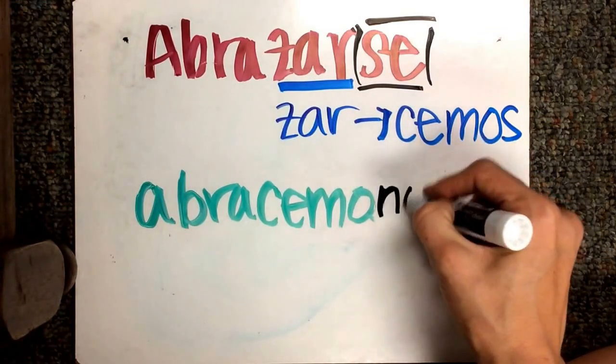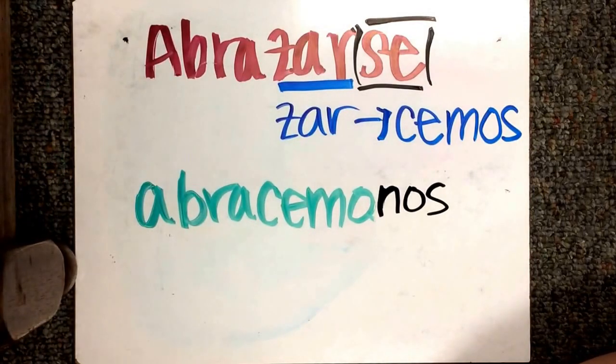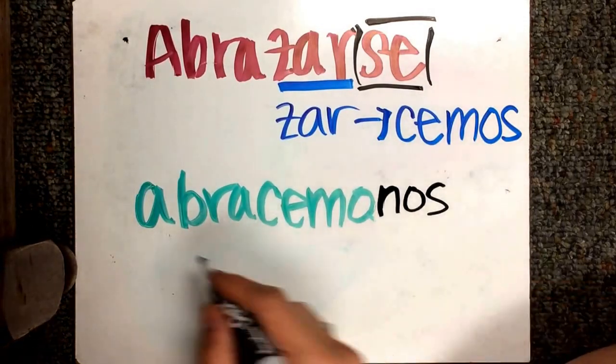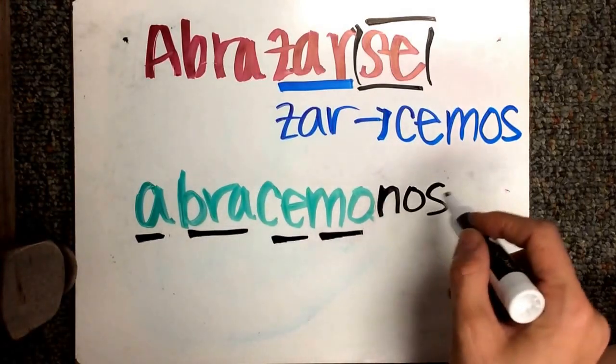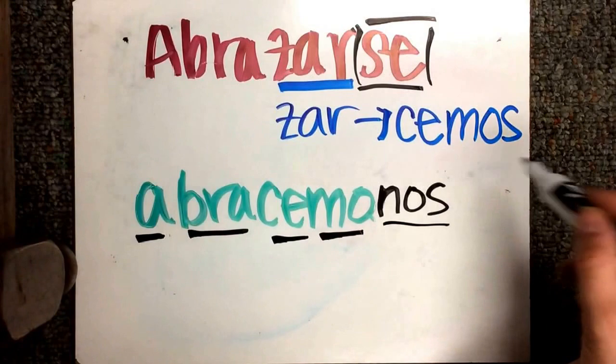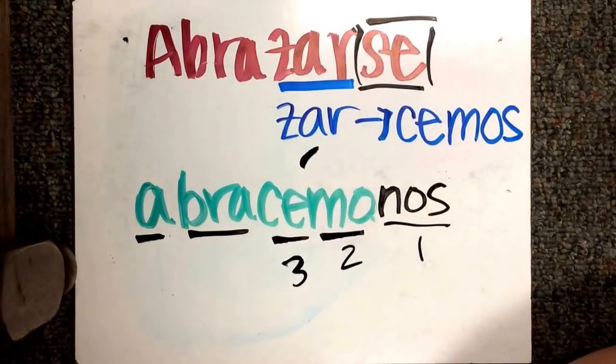And then we'll attach the reflexive pronoun. And of course, because we added a reflexive pronoun, we have to attach an accent. So we have abracemos nos, right? So we're going to count back 3. Abracémonos.